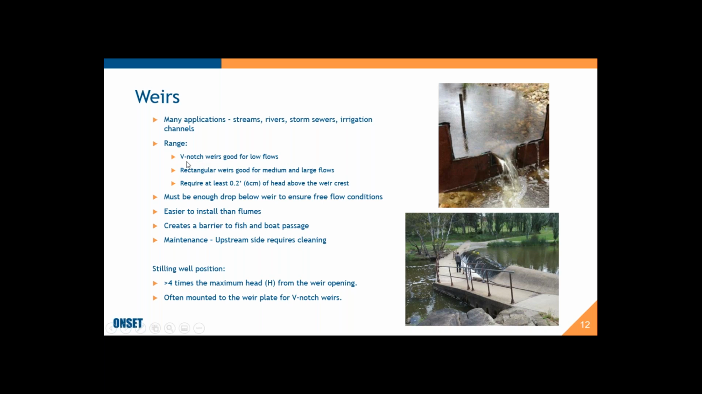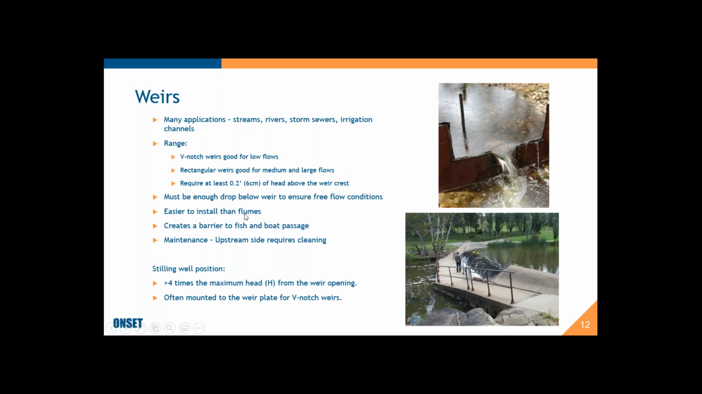As I mentioned, V-notch weirs are best for the low flows, and the rectangular weirs are better for the medium and large flows. You need to at least have 0.2 feet of head above the weir crest in order to get a valid measurement. So that does mean that for low flows, you may not be able to get an accurate measurement with a weir. There also has to be enough drop in your waterway, your stream or river, to ensure good free flow conditions, to have this drop, like you can see between the upstream side and the downstream side.